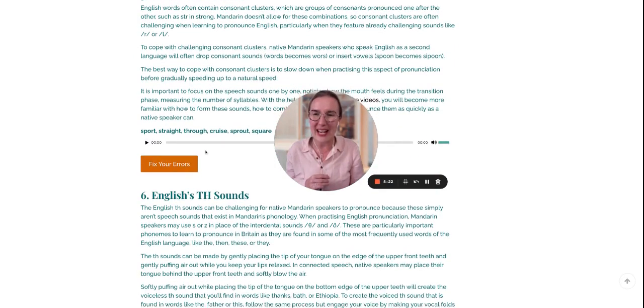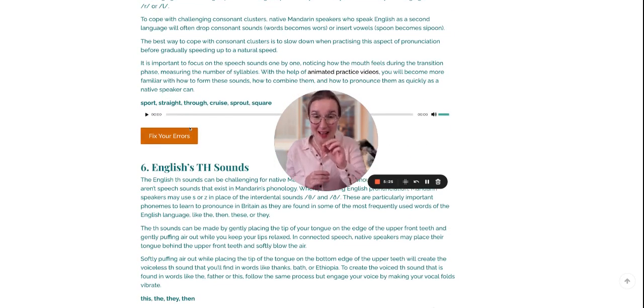So it can be tricky for Mandarin Chinese speakers to glide straight from one consonant into another. It's very important to make sure that if we have one syllable in one of these phrases, one vowel, that we ensure that it's just one beat when we say it. So, sport, straight, through, cruise, sprout, square. Particularly for through, you may want to dig a bit deeper into the mouth shapes there.